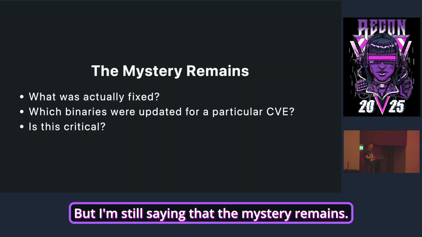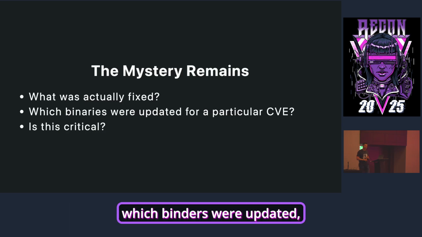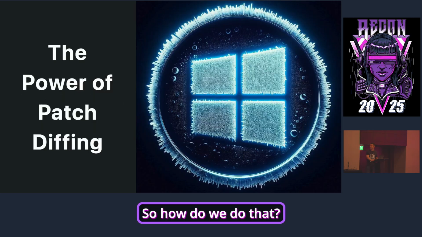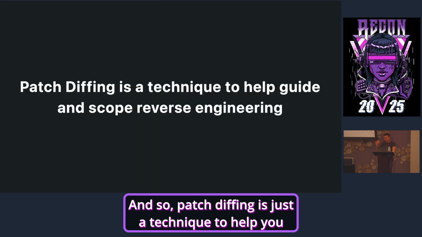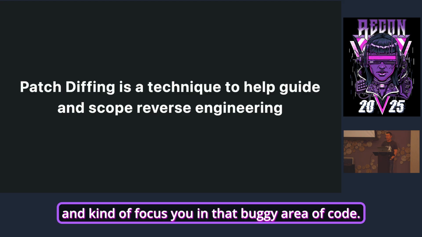But I'm still saying that the mystery remains. I want to know what was actually fixed, which binaries were updated, and is this thing actually critical? So how do we do that? We step into the power of patch diffing. Patch diffing is just a technique to help you scope your reverse engineering and focus you in that buggy area of code.